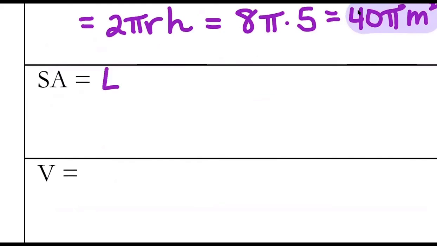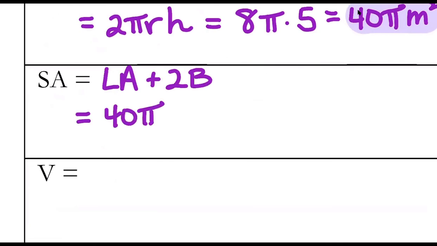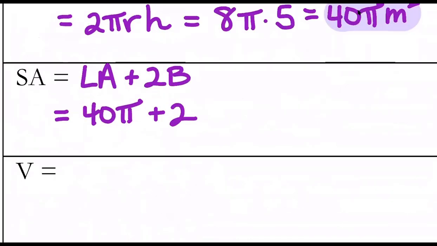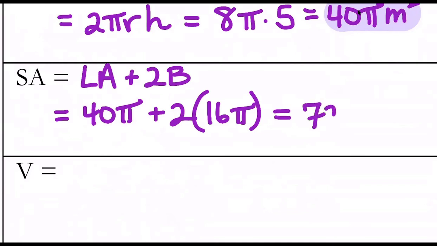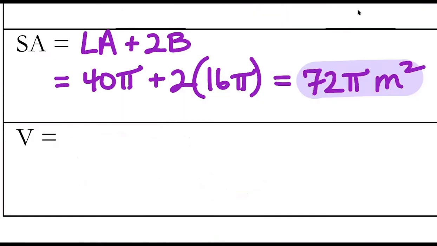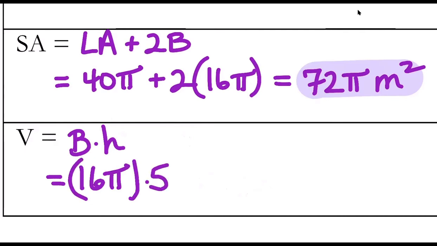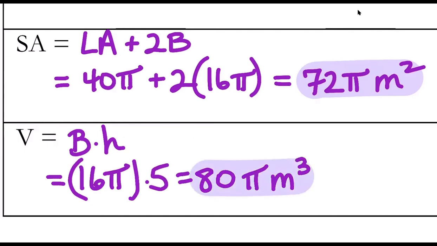Surface area. Lateral area plus 2 base areas. The lateral area is 40 pi. The base area was 16 pi. Okay, so that's 32 and 40, so 72 pi meters squared. Okay, volume is base area times the height. Area of the base was 16 pi. The height is 5. So that's 80 pi meters, and it's volume, so meters cubed.